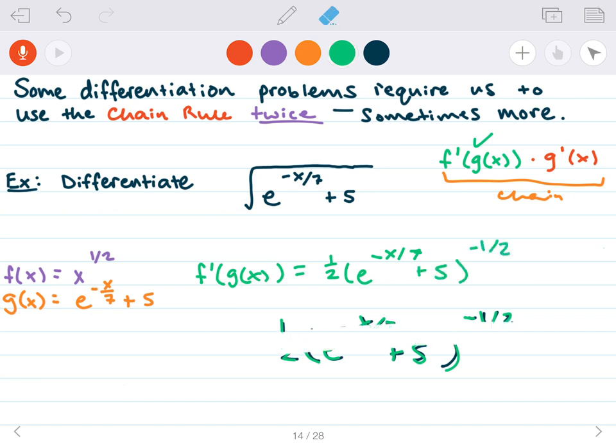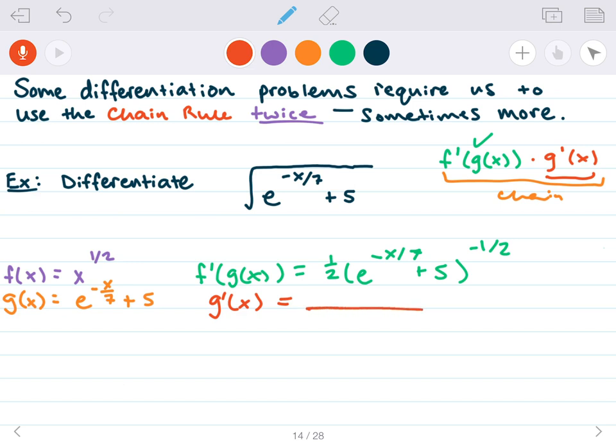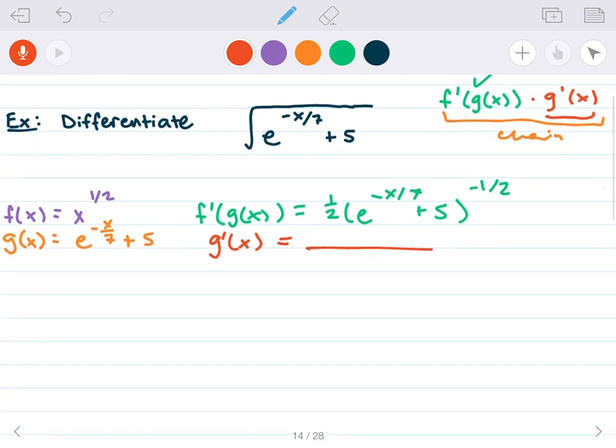Okay, now we need to find g prime of x. So g prime of x is the second part of the chain rule. We need to take the derivative of e to the negative x over 7 plus 5. Now the derivative of 5 is just 0, but we need to find the derivative of e to the negative x over 7 by using the chain rule. So let's just do this off to the side.